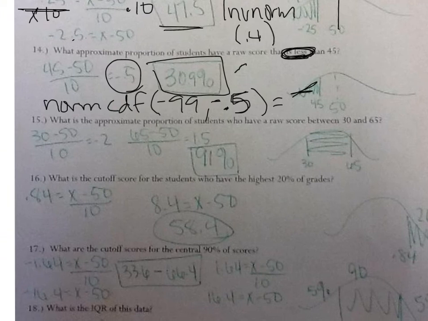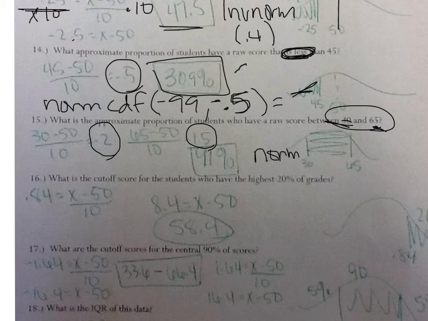Between 30 and 65 means I have to do the problem twice, once for 30, once for 65. So for 30, I got a z-score of -2. For 65, I've got a z-score of 1.5. Then I can put that in my calculator, CDF from -2 all the way up to +1.5. Who's in between there? And your calculator will tell you it's 91%.